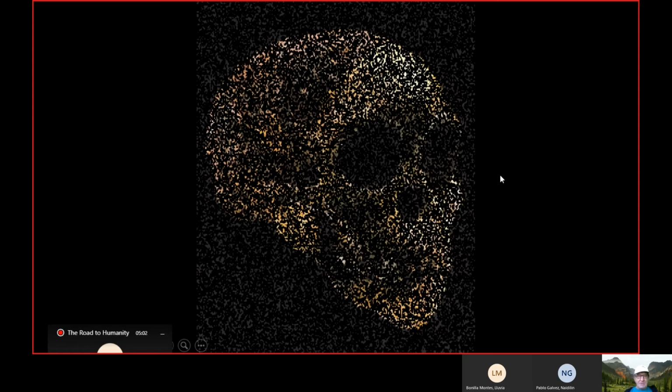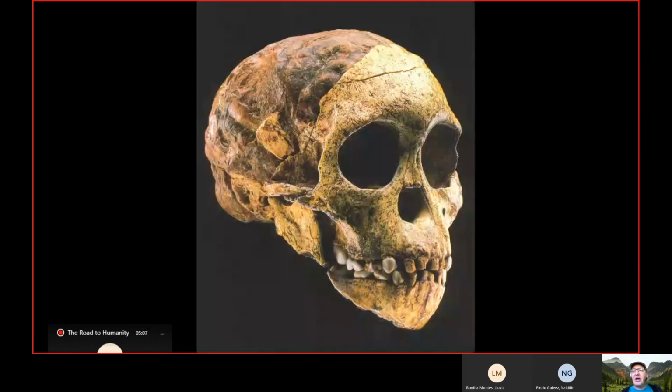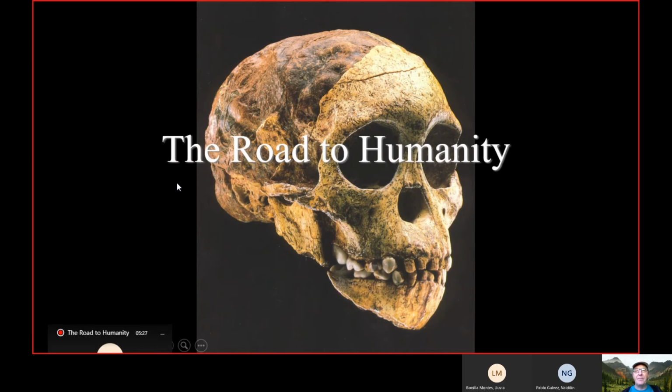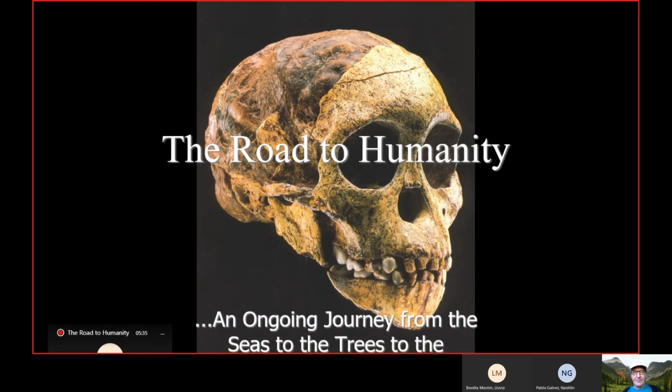Okay, so here's a fossil skull that is not quite human, but we can tell it's really close. If you look at it, at first glance, it looks like a human skull, and at second glance, you start to see that the face sticks out a little bit more than a modern human. So this is a skull that was found, I think, in South Africa, and it was along the way to modern humanity. So we're calling this the road to humanity.